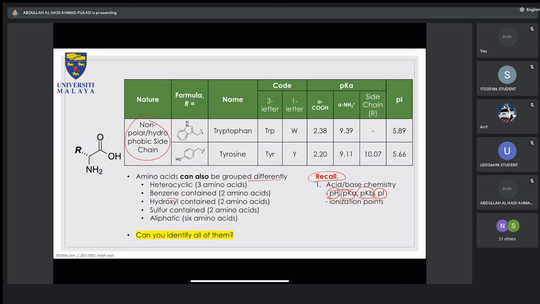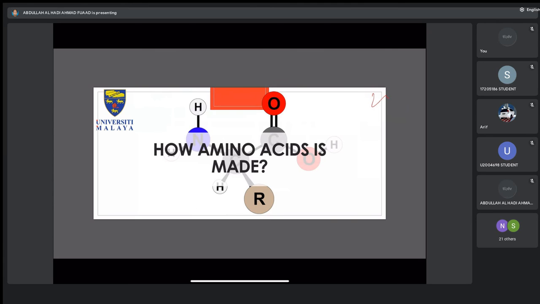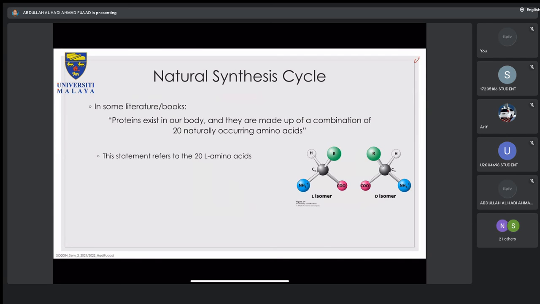All right. So how are amino acids made? There are two pathways by which amino acids can be synthesized or created. One is via the natural synthesis cycle. The second one is the chemistry approach. We're going to look at the chemistry approaches, I think, next week. But for now, we're just going to go through it very quickly within 5 minutes. So you can just read that one.